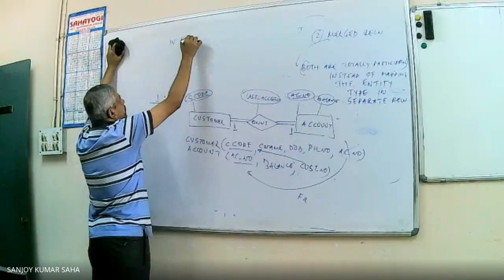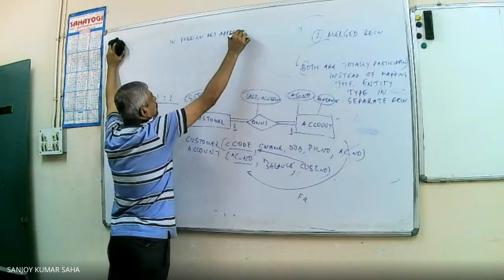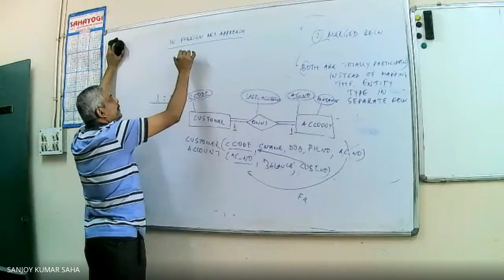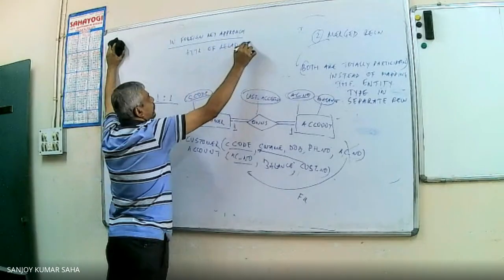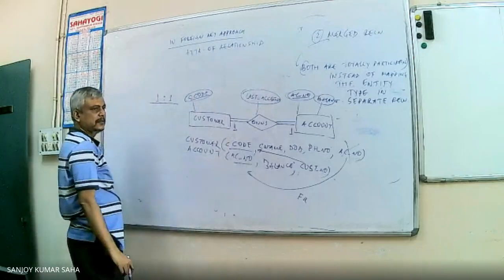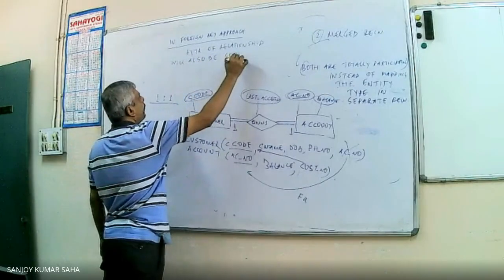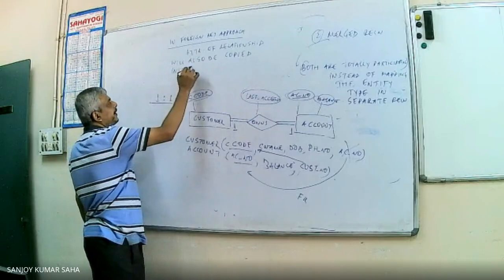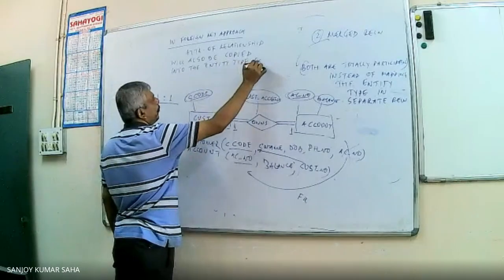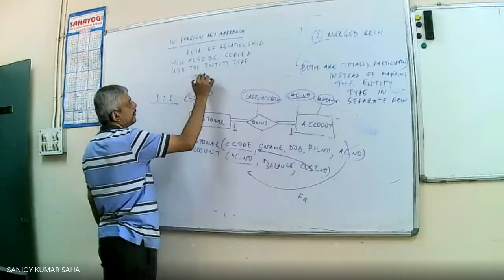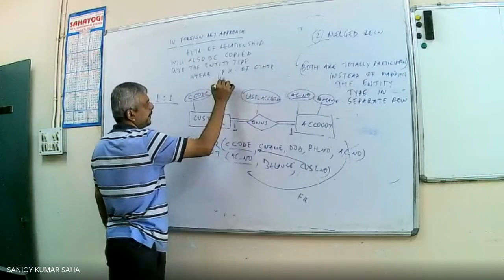In the foreign key approach, the attribute of the relationship, that is our last access, will also be copied into the entity type where the primary key of the other has been copied.